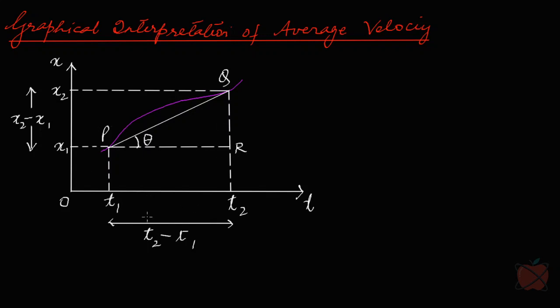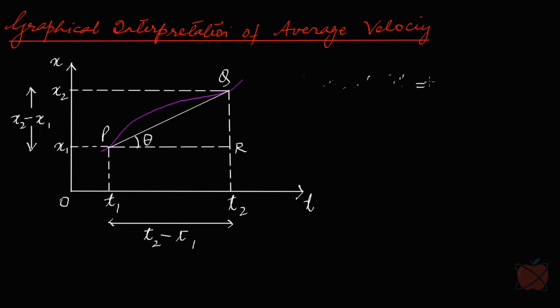Okay, that's enough. So by definition, what is the slope of PQ? Slope of PQ is nothing but, okay, let us go like this. Let us start with the definition of average velocity.